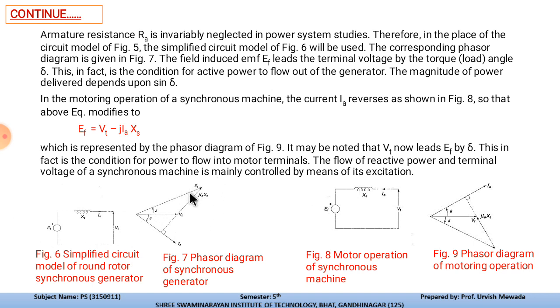Say in one case EF is leading the VT, and in the second case EF is lagging the VT by delta angle. But in both cases, in the first case the machine is delivering active power, and in the other case there is flow of reactive power, meaning the machine is absorbing the reactive power. So these are the modes that we can use to correct the power factor with the help of a synchronous machine.